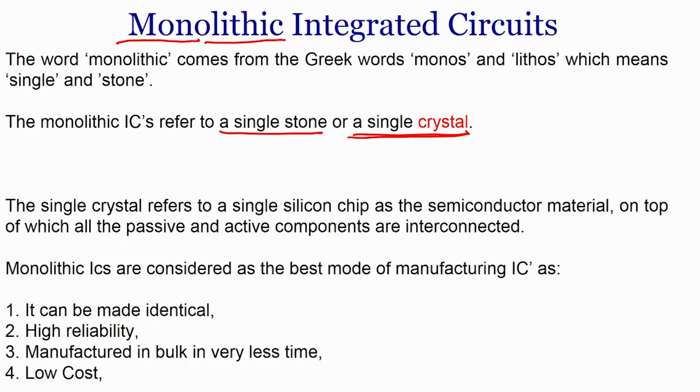Now, crystal is a confusing word. What does crystal mean? Crystal means just silicon. Don't worry, it is very easy. So a single crystal, or single crystal silicon. The single crystal here refers to a single silicon chip as the semiconductor material.